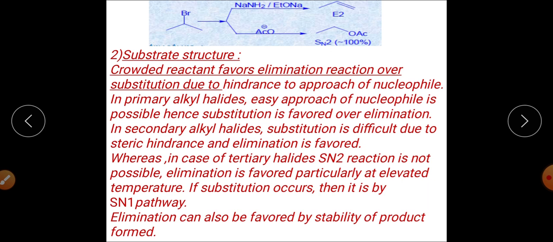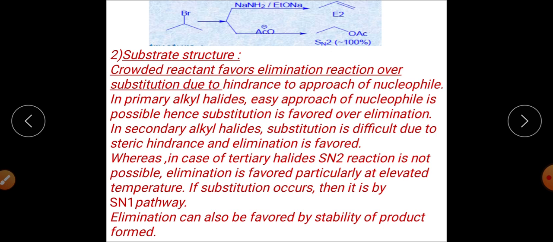And you have seen in the previous slide that when we were having tertiary alkyl halide, the elimination reaction was also there, and the similar case was also there with E1 and E2 mechanism. So when we are taking crowded reactant, that crowded reactant will favor the elimination reaction over substitution reaction.